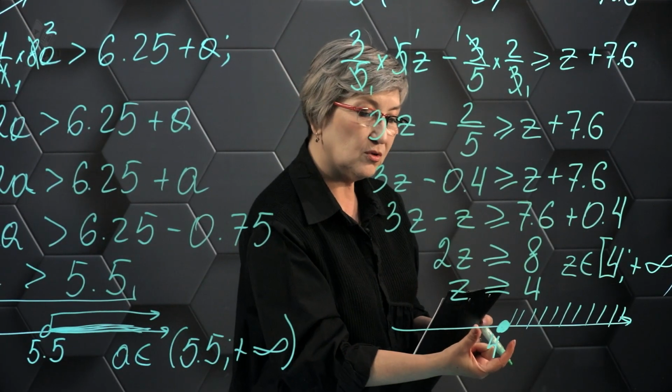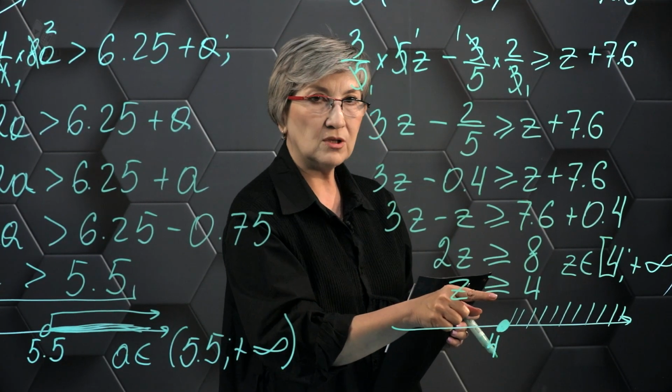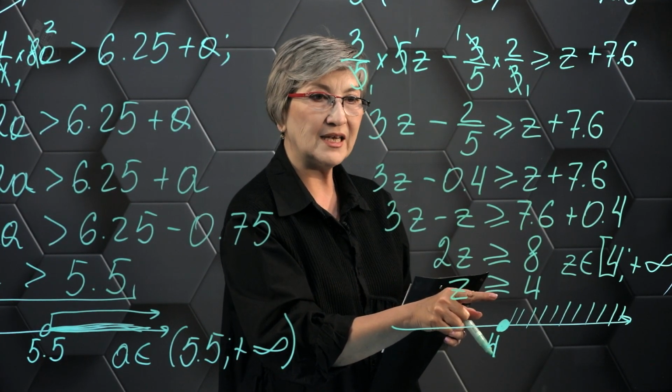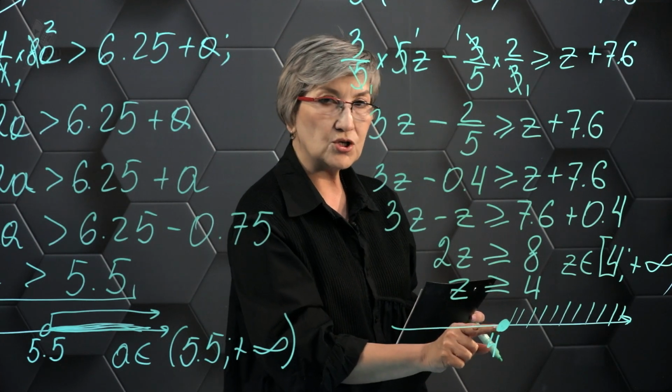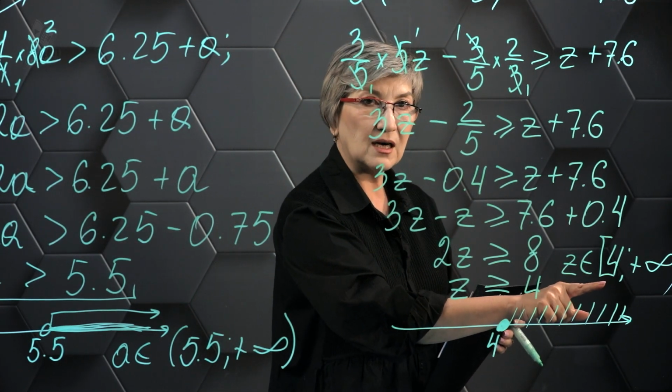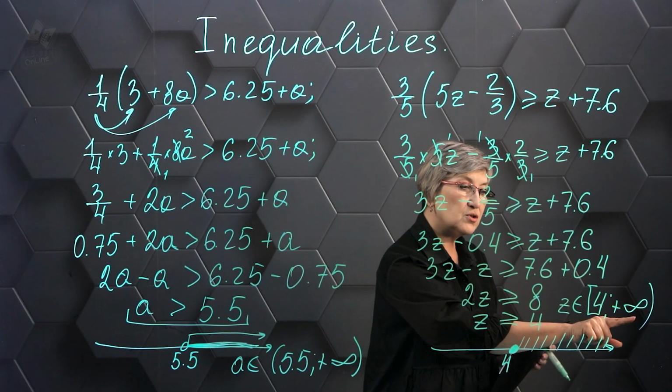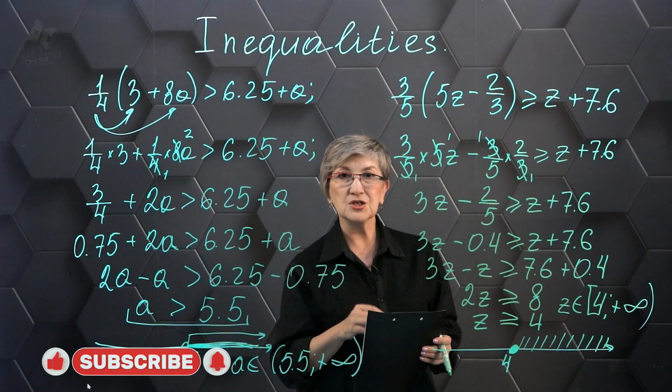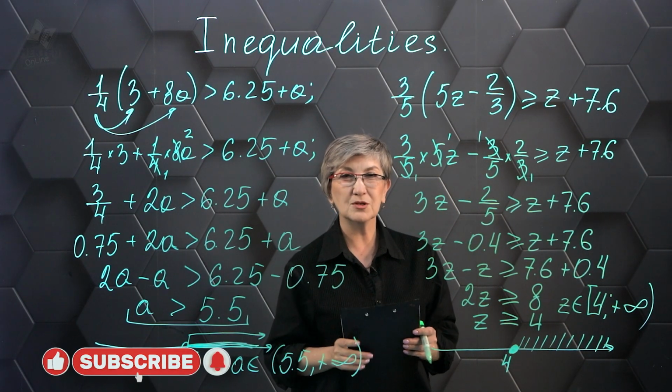Keep in mind that in the case of a non-strict inequality, meaning greater than or equal to, we represent it with a filled dot and a square bracket. However, we use round brackets for both plus and minus infinity.